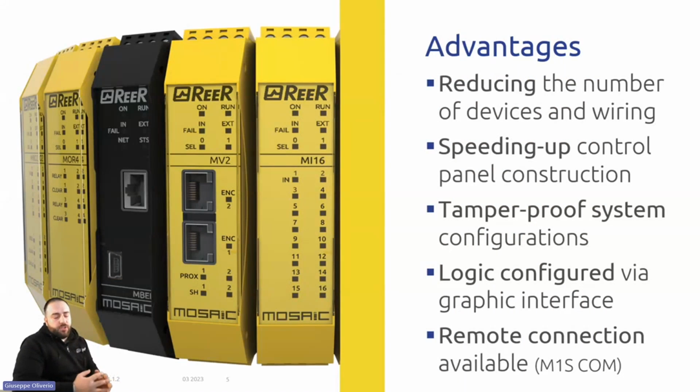So some advantages: reducing the number of devices and wiring. Well, we know that if we use one safety relay for each safety device, maybe we can face some wiring mistakes. Then maybe it will be harder to find where the problem is. So the controller itself allows you to reduce the wiring, to speed up the control panel construction, and to give you the right diagnostics in order to also reduce the time for maintenance. And we will see how to do it.